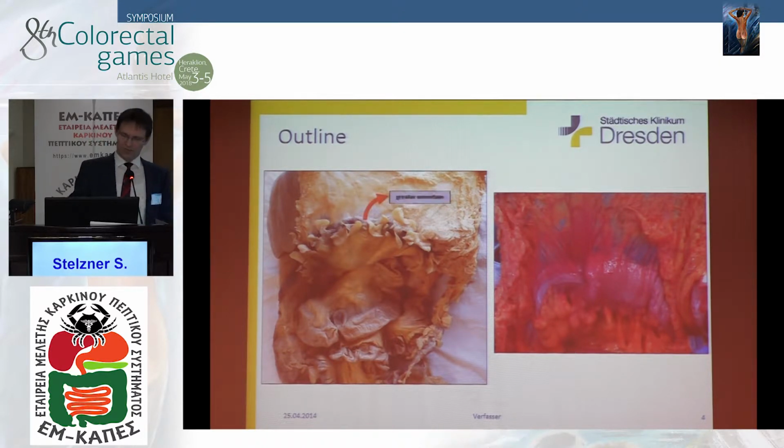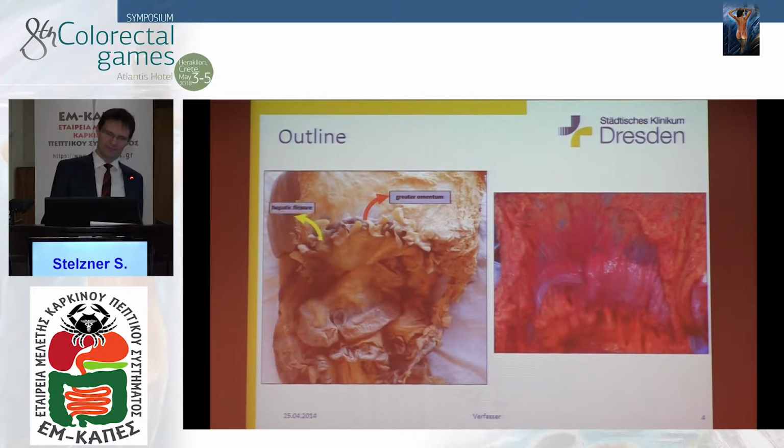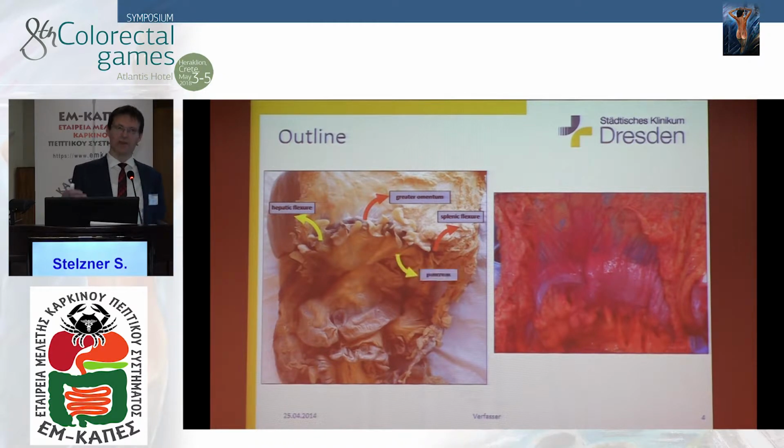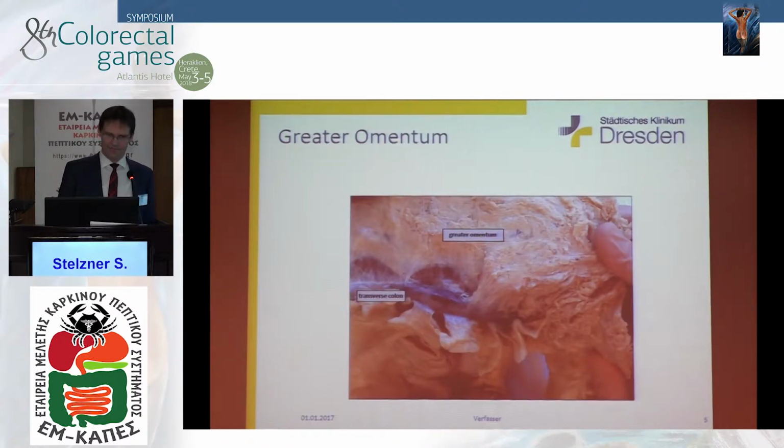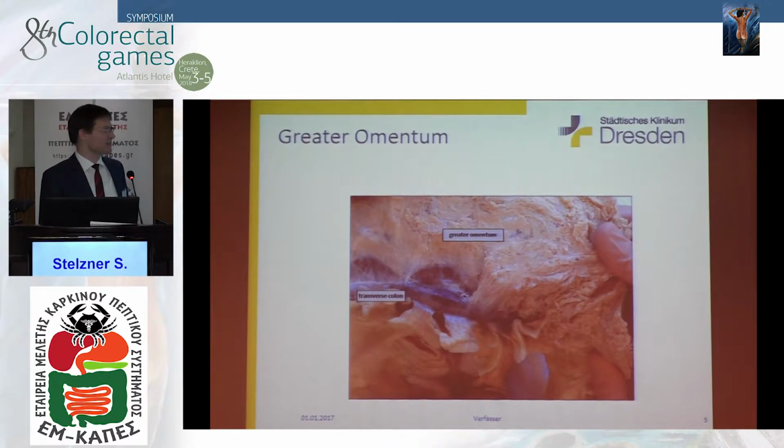So what do we have to consider? We have to consider its relationship to the greater omentum. We have to look at the hepatic and the splenic flexure. Then we will turn to the pancreas, which is in intimate relation to it. And at the end, I will investigate with you the vessels that supply the transverse colon. Let's start with the great omentum.